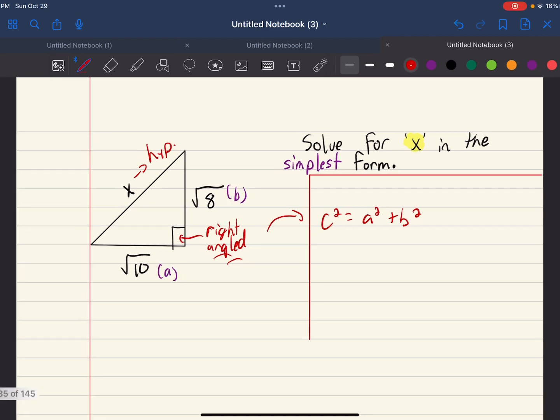So what I'm going to do is I'm just going to plug in the a and the b. And so for a, we're going to go root 10 squared plus the b, which is going to be root 8 squared. Now remember that the squares and the roots basically cancel each other out over here. Right, so I'm going to write cancel.